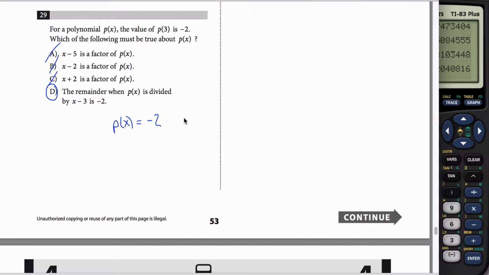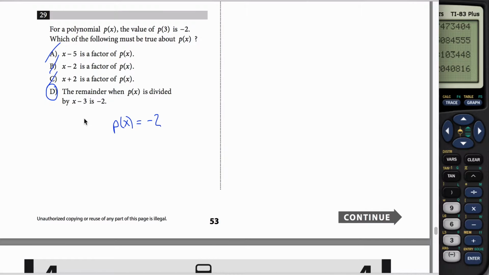If I change all the x's on the right side of this equation into 3's, it's going to be equal to -2. You're like, I don't see any x's. Exactly. For any value of x, this thing is equal to -2. Is x minus 5 a factor of this guy? No. You can't. No, absolutely not. You can't divide -2 by x minus 5. What about x minus 2? Nope. Could you factor -2 so that it's x minus 2 times something else? No. No. The remainder when you divide by x minus 3 is -2.